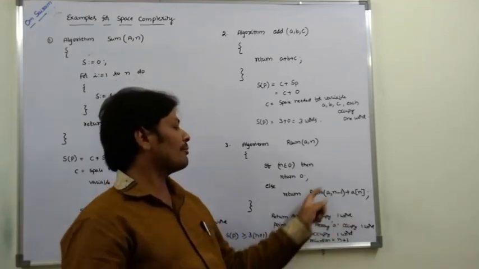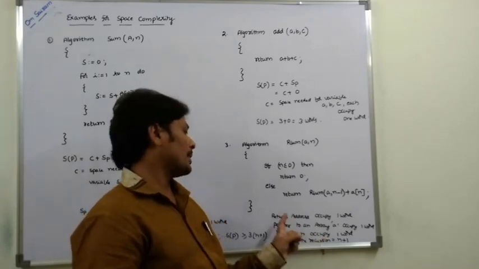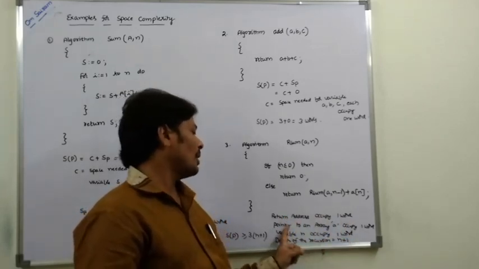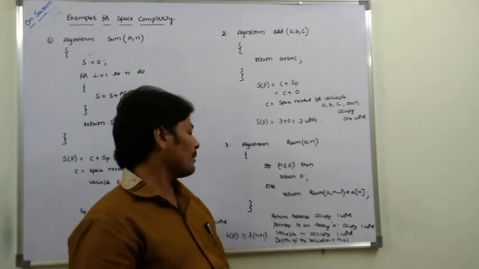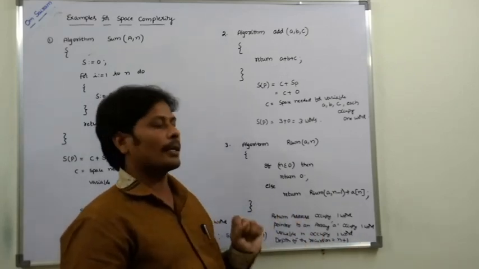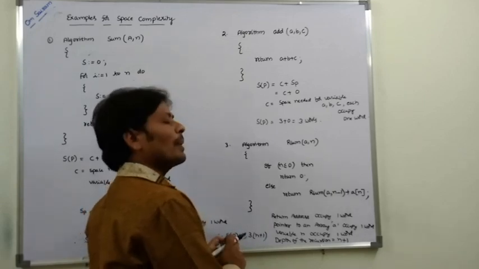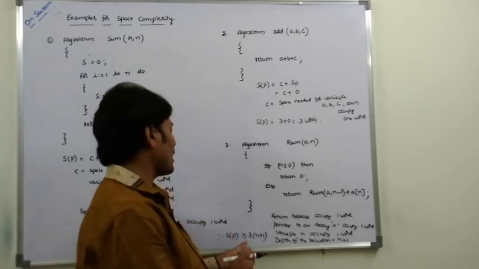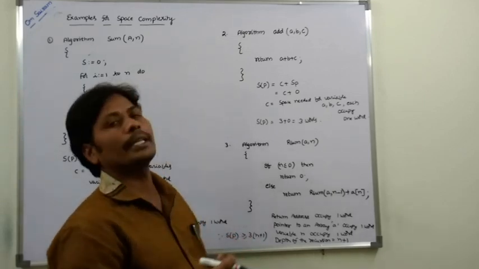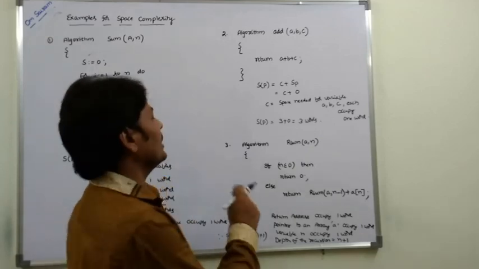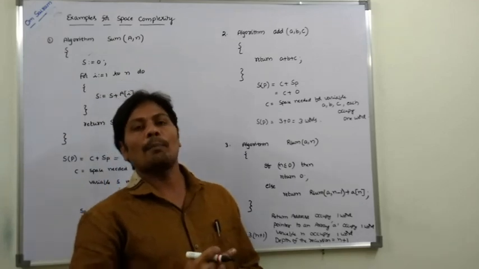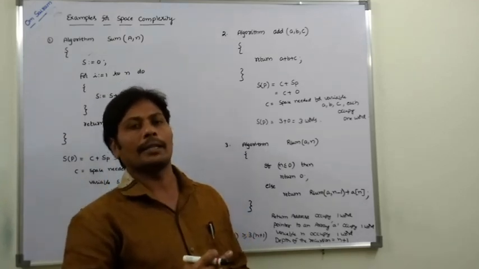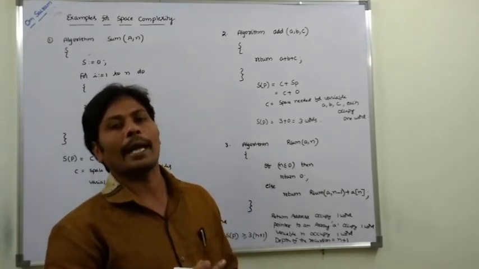How many words do we require? The return address occupies one word, the pointer to array A occupies one word, and variable n occupies one word. So there are 3 words. So the space complexity of an algorithm P is greater than or equal to 3 into n plus 1. In this way we have to find the space complexity of an algorithm. Next, we go for time complexity.